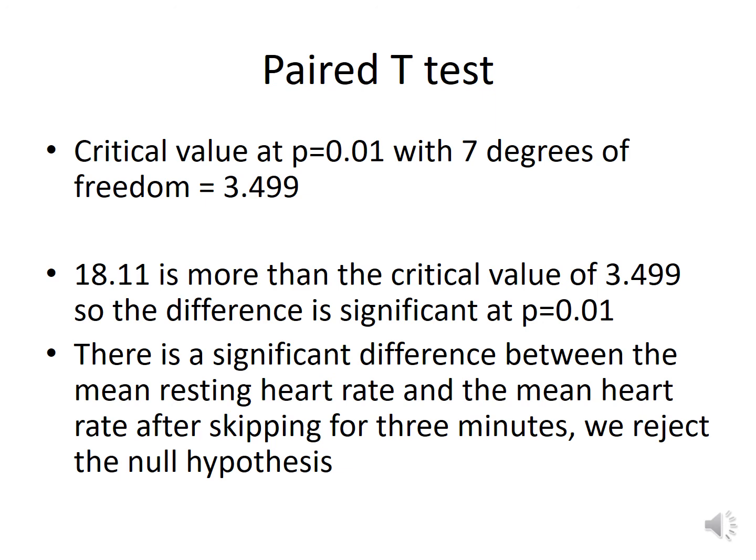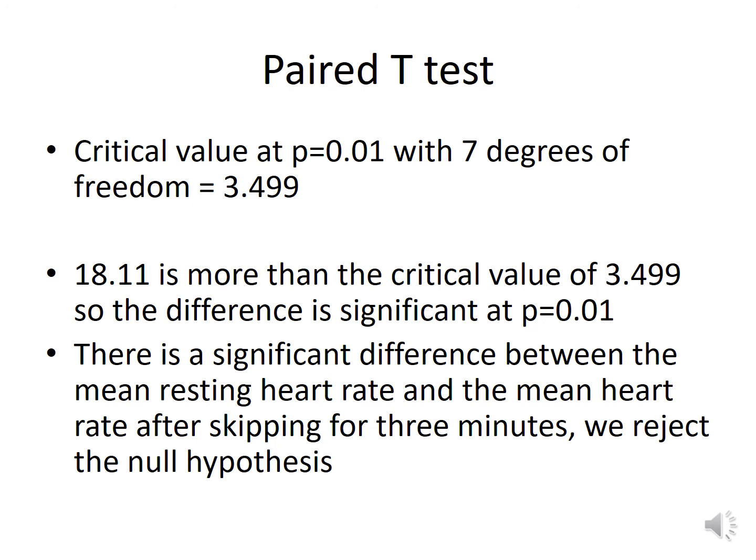So you would look this up in a critical table if they gave you one, or sometimes they just give you the critical value. So if your critical value is 3.499, then our calculated value was 18.11. So that's a lot higher than the critical value of 3.499. So the difference is significant.